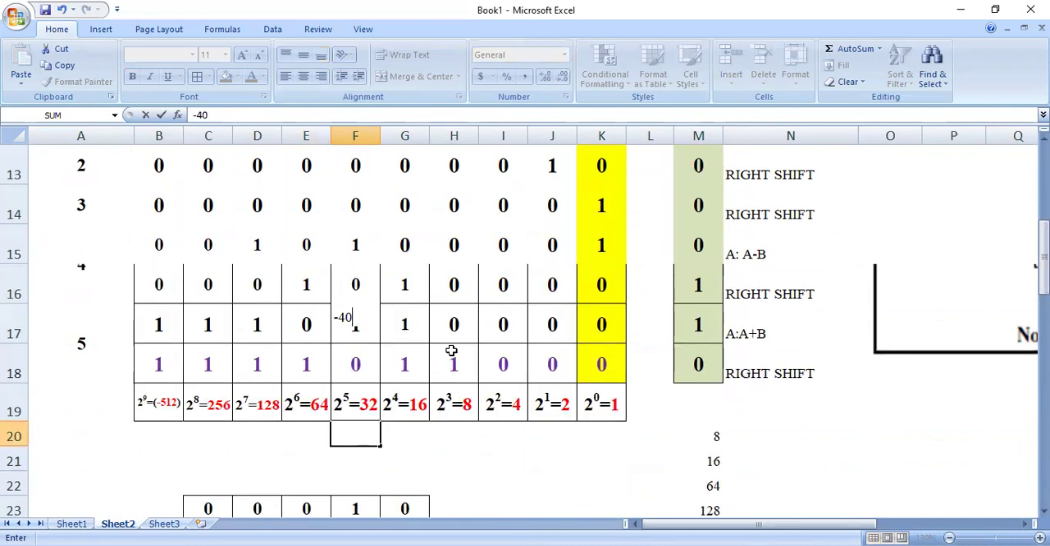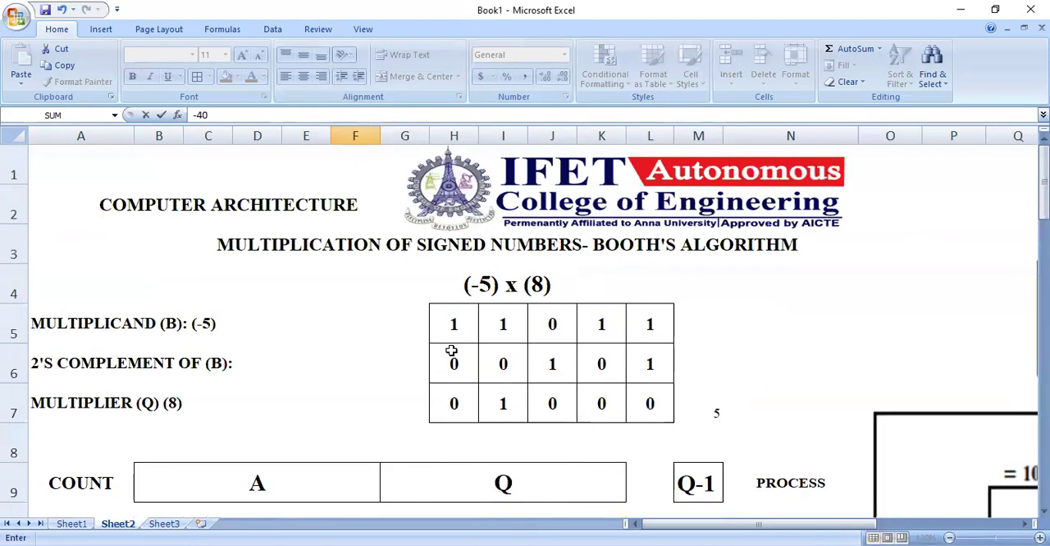So that's all. That's how the multiplication of signed numbers has been performed using Booth's algorithm.